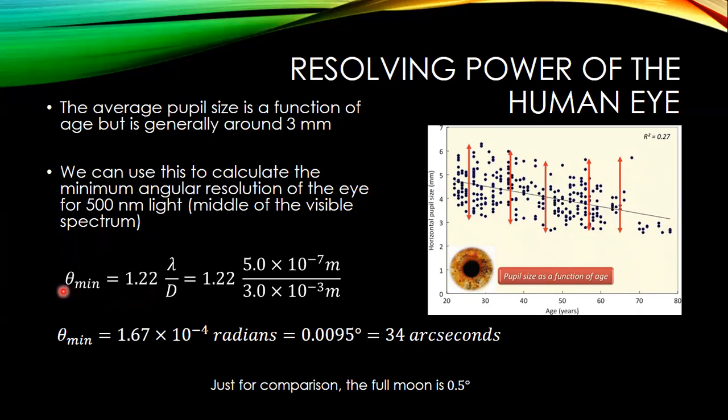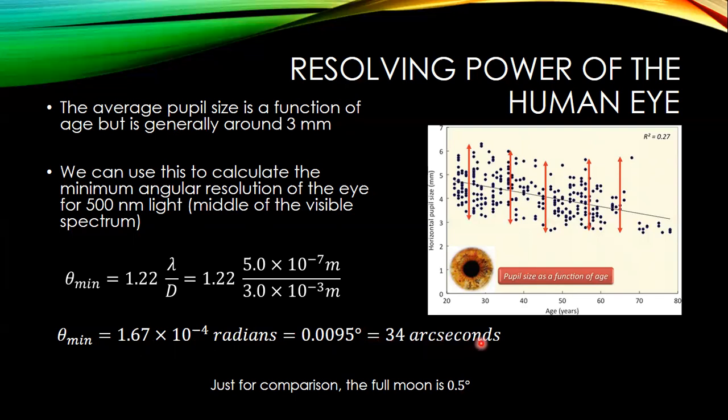Now, if we do our calculation, we want to see the minimum resolving power of our eye. Again, we take the middle of the spectrum, about half a micron, as being the wavelength of light. We take the diameter of our pupil to be, again, 3 millimeters. And when we do this calculation, we get a result in radians, 1.66 times 10 to the minus 4 radians, okay? So that would be 0.167 milliradians. If we were to convert that to degrees, that's 0.0095 degrees. If we multiply that by 3,600, we get 34 arc seconds.